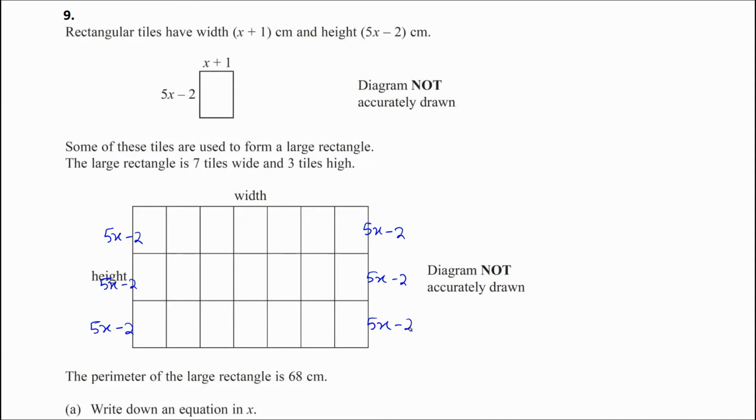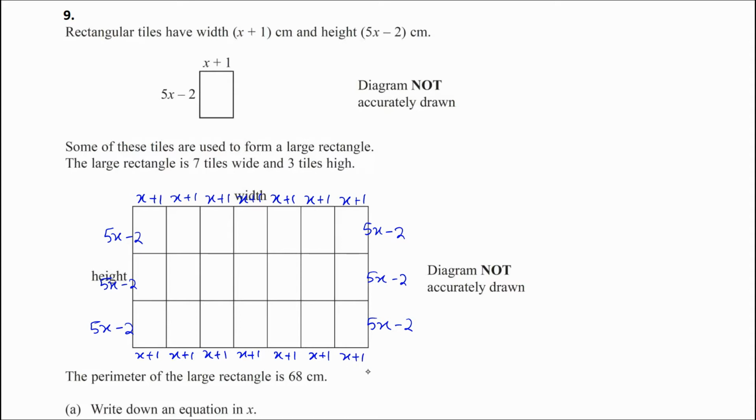And then the width of the smaller tile is x plus 1, which implies that this will be x plus 1. And this corresponds to the smaller tile. And the same to these ones here as well. So x plus 1 all the way.